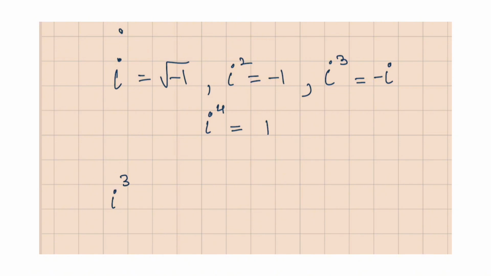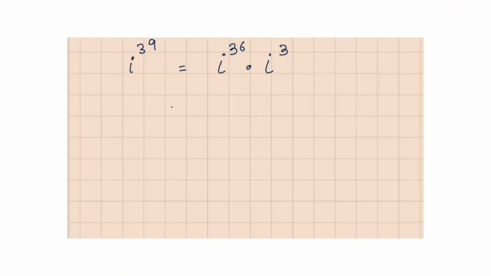Let's make it 39. So we will try and write this in terms of multiple of 4. And why? Because i to the power of 4 is 1. So let's break it down into multiple of 4 and the remaining power. Now i raised to the power of 36 is i to the power of 4 times 9. And i to the power of 3, you can either leave it like that if you remember this, or you can further break it down.